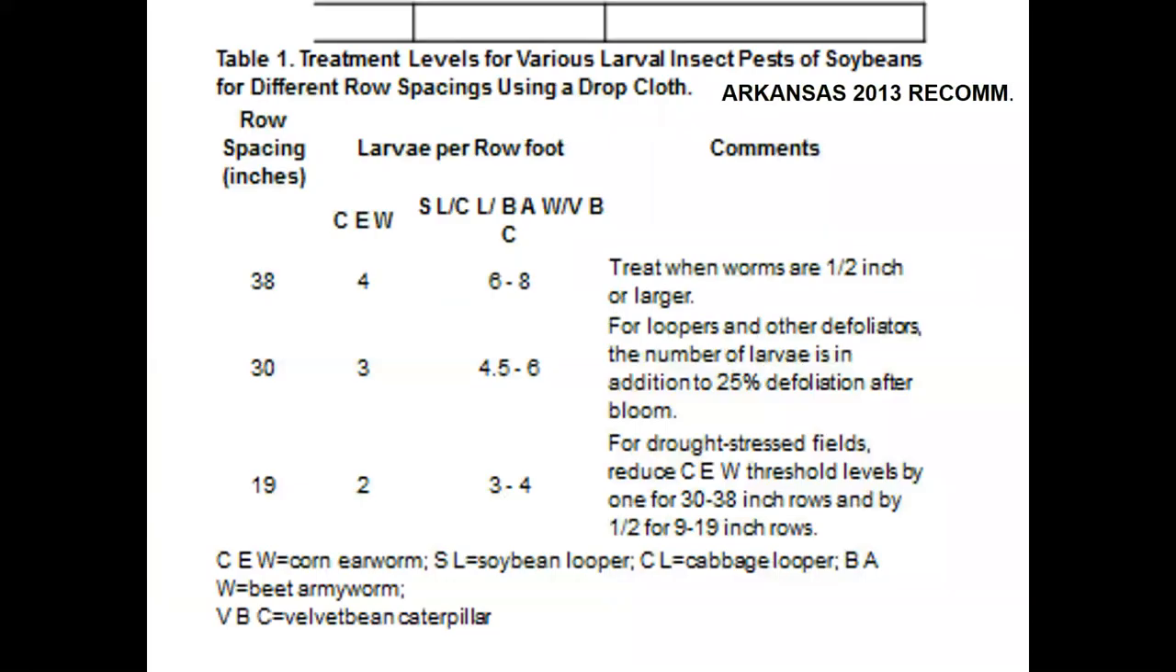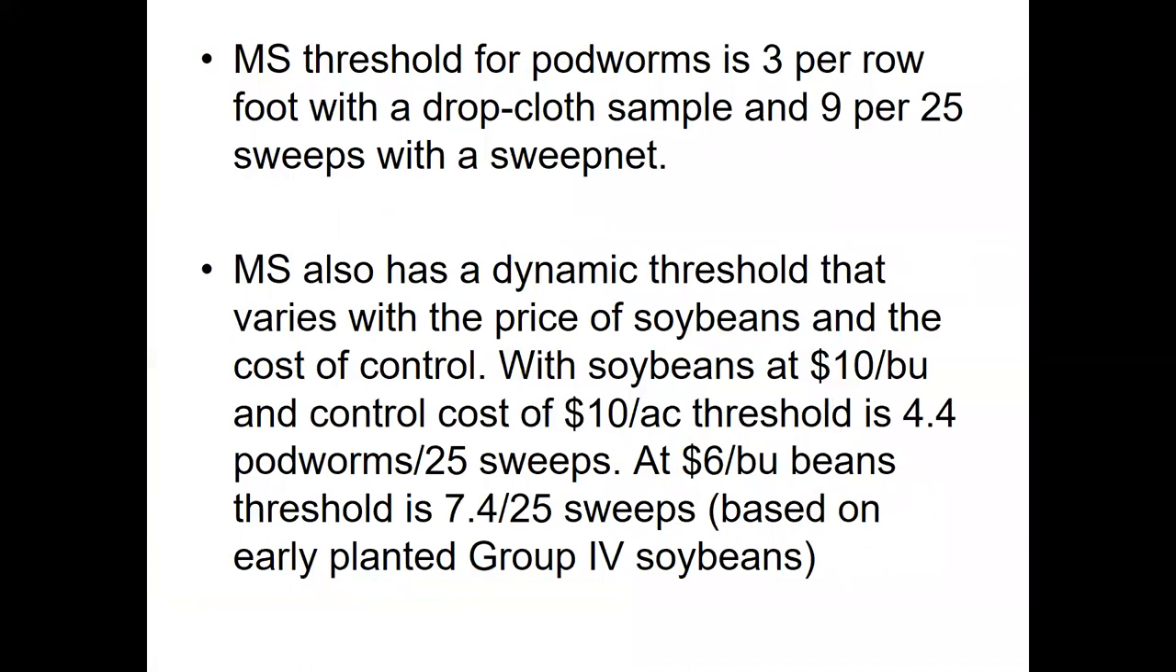Economic thresholds vary from state to state. The economic threshold in Arkansas on 38-inch rows is 4 per row foot, and 3 per row foot on 30-inch rows, and they reduce the threshold to a lower level in drought-stressed situations. In Mississippi, the threshold for pod worms is 3 per row foot with a drop cloth sample and 9 per 25 sweeps with a sweep net. In Mississippi, they also have a dynamic threshold that varies with the price of soybeans and the cost of control.